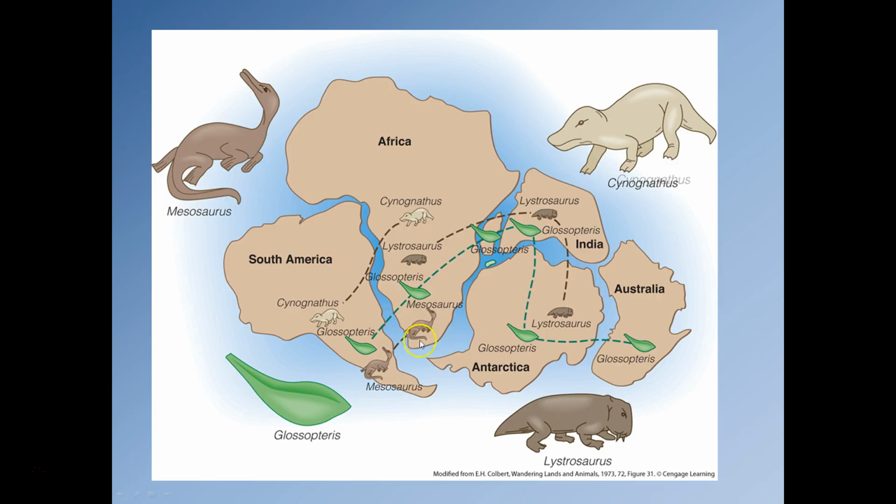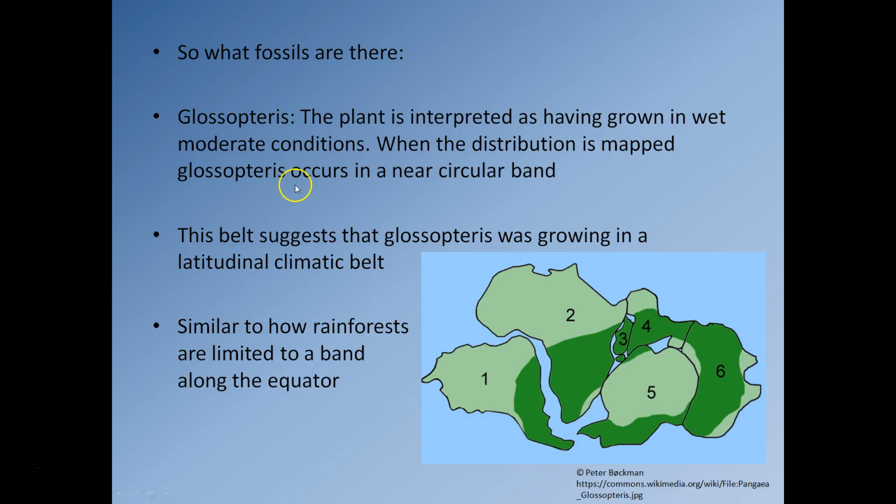And then we have Mesosaurus down here. Mesosaurus was a freshwater marine reptile, or should I say semi-aquatic reptile. And we find that once again in South America and Africa. So what do these fossils actually show us? Well, let's look at Glossopteris first. So here are the southern continents again that form Gondwana: South America, Africa, India, Madagascar, Australia, and Antarctica. So when we look at Glossopteris and we look at its distribution, what do we see?